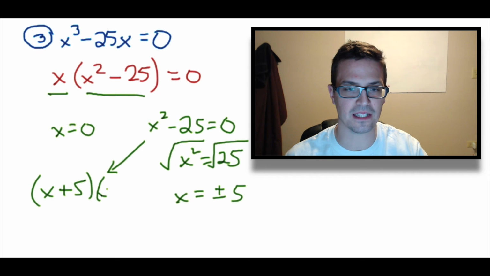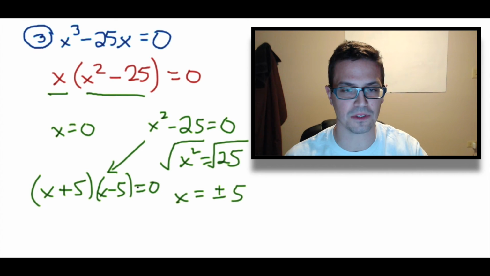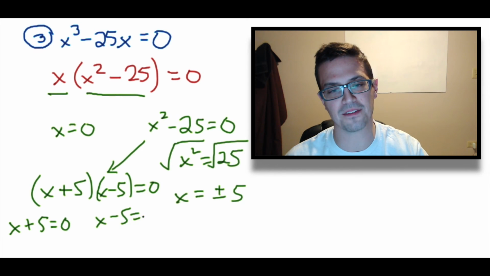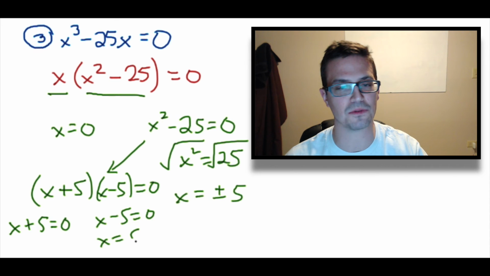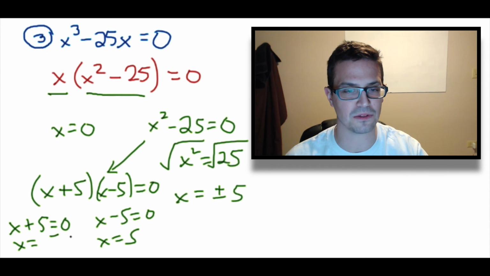Again, you could have just done zero product property on this and gotten x plus 5 in parentheses and x minus 5 in parentheses equal to 0, and then solved each of these equal to 0 as well with zero product property, and you would get the same thing. Here you would get x equals 5, and here you would get x is equal to negative 5.